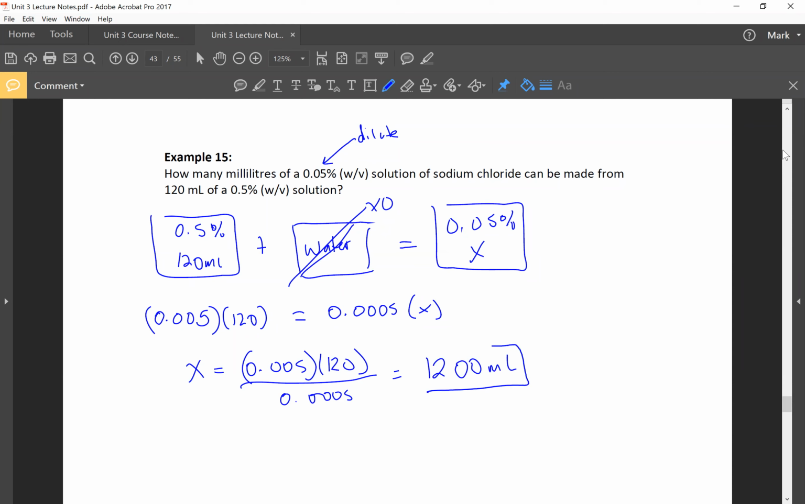Now, there's something missing from this question. I think this book could use a little bit of work.